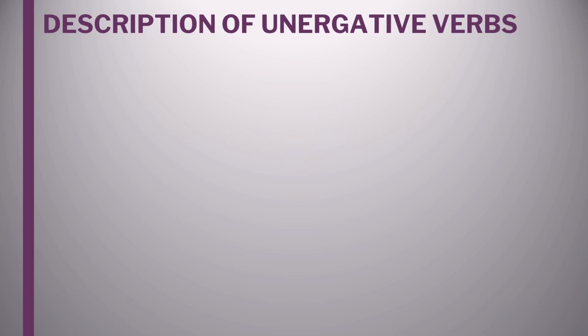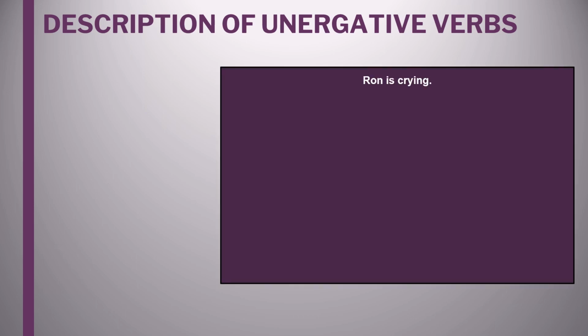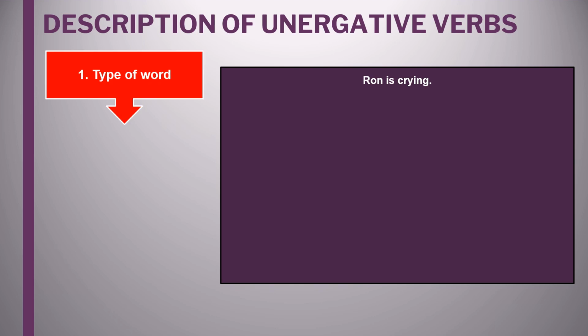Now let's focus on the description of both types of intransitive verbs. Let's start with the description of unergative verbs. We will describe this verb type with the sentence Ron is crying. First, as you know, we should state the type of word it is. So we can say the word crying is a verb.